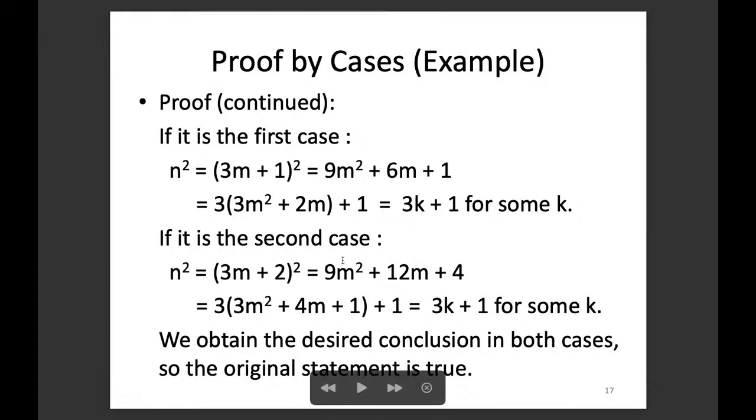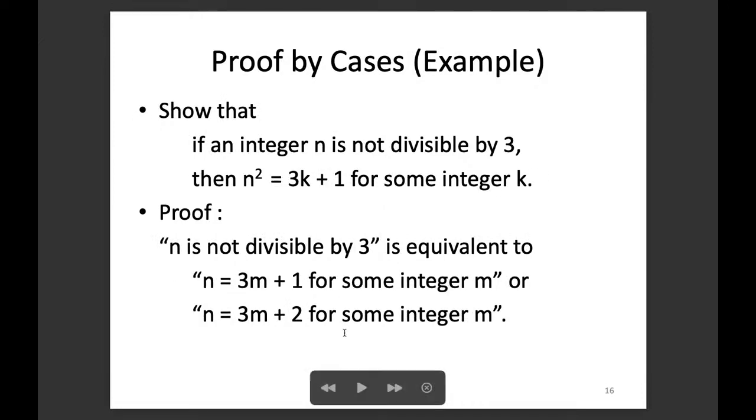Now, if we have the second case, then n is equal to 3m plus 2. So in that case, n squared is equal to 3m plus 2 all squared. And again, after expansion and rearrangement of terms, we will find that it is equal to 3 times an integer, a large integer, plus 1. So it is also true for the second case. Because no matter which case happens, we will get the same conclusion. So we are done with this case, we get the conclusion. This case, we get the conclusion. We are just showing that no matter which case happens, we get the conclusion.